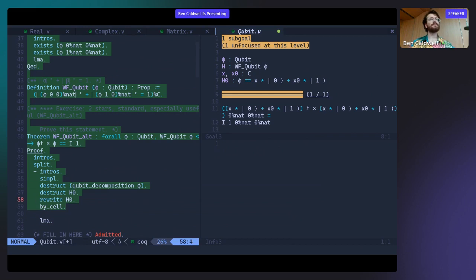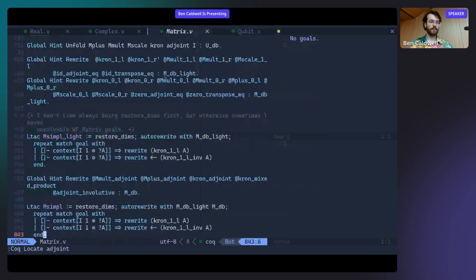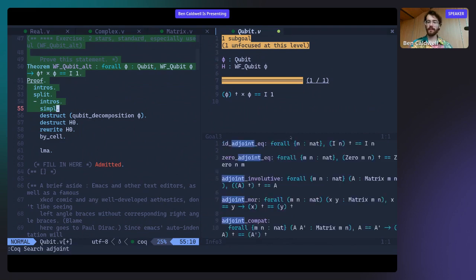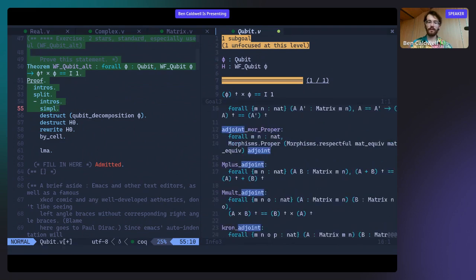No, wait. Where is it defined? Or is it some inbuilt? And direct is not the matrix file. Oh, from the matrix, right? It's not tractable. Yeah. So we can at least look up things that relate to the adjoint, see how that would help us.